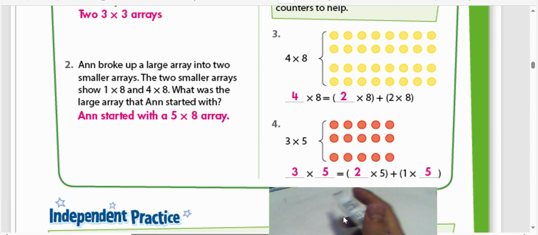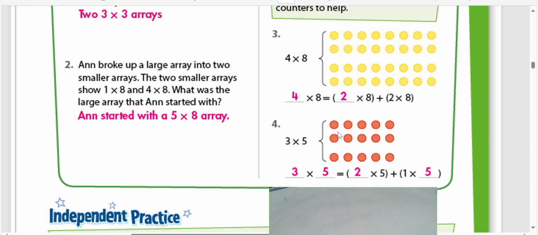In this example, there are 3 rows. Each row contains 5 elements. 3 times 5 can be written as 2 times 5 plus 1 times 5 using the distributive property. Okay, we divided the rows here. We have 1, 2, 3. We can divide it into 2 and 1.